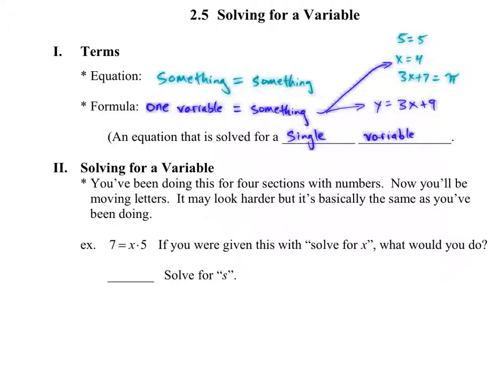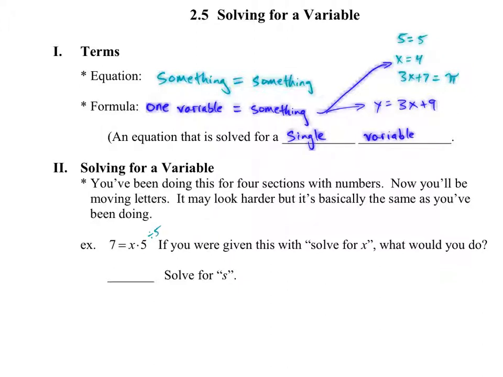Okay, so first example, we have 7 equals x times 5. If you were given this with a solve for x, what would you do? Well, what was done to x? They multiplied by 5. So we're just going to divide by 5. I'm just going to write that in here out of the way, that we would divide by 5.